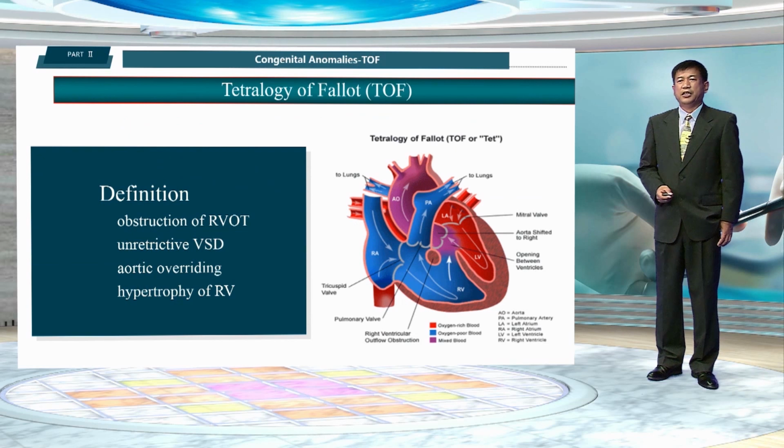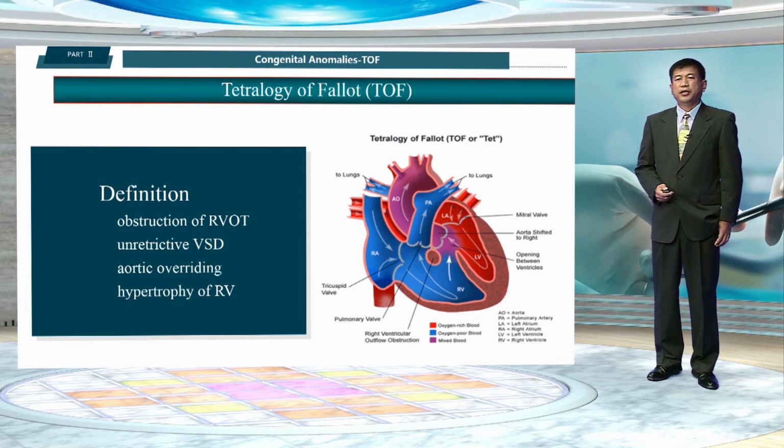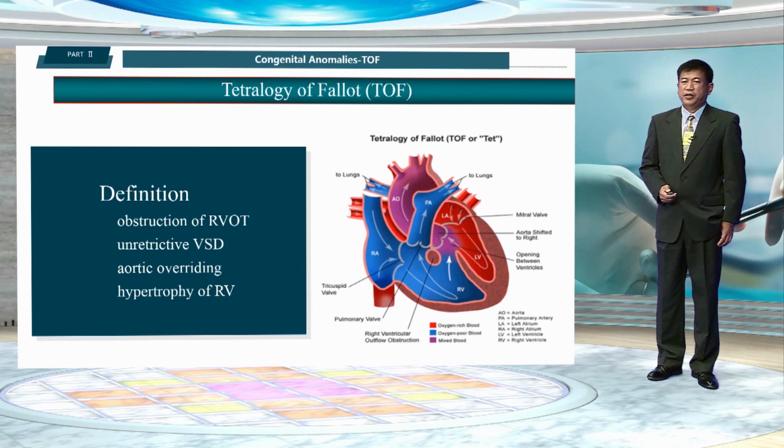Finally, we are going to say a few words about a complicated heart disorder. It's called tetralogy of Fallot. Tetralogy means the 4 pathological changes of the disease. That is obstruction of the RVOT, a very large VSD, an overriding aorta over the VSD, and hypertrophy of the right ventricle.